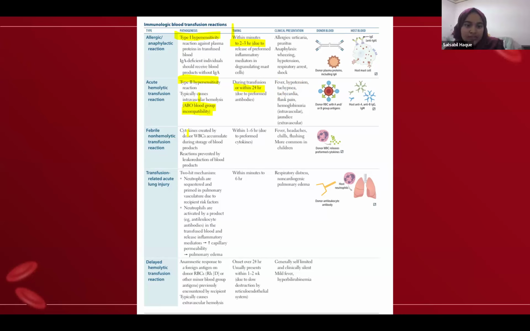Then you have febrile non-hemolytic. This is due to cytokines. Okay, so this is a bit more delayed. This is 1 to 6 hours due to preformed cytokines. Okay, all right, so this causes fevers, headaches, flushing, etc.